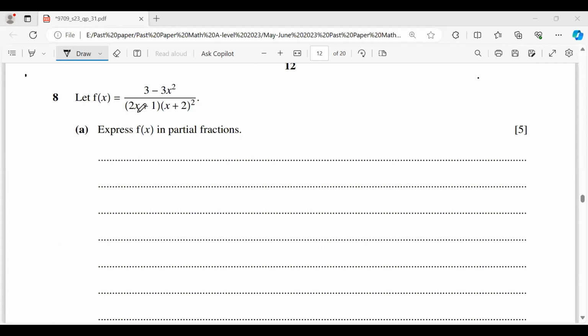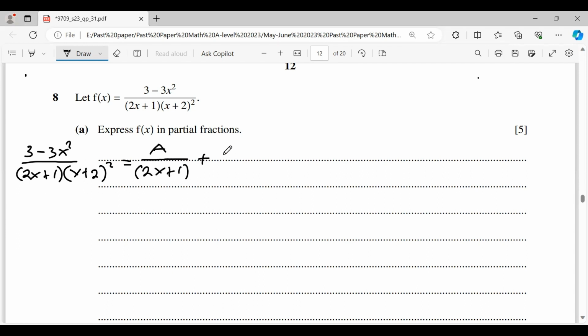Let f(x) equal these expressions, 3 minus 3x squared over 2x plus 1 times x plus 2 squared. Express f(x) in partial fractions. So 3 minus 3x squared over 2x plus 1 times x plus 2 squared equals A over 2x plus 1, plus B over x plus 2, plus C over x plus 2 squared.